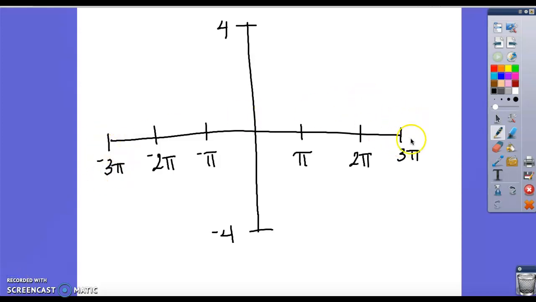So from -3 pi to +3 pi, I'm actually going to be able to graph 6 periods. So my period is pi, so I need to break this into quarters. And my amplitude is +2, so my function is going to oscillate between -2 and +2.